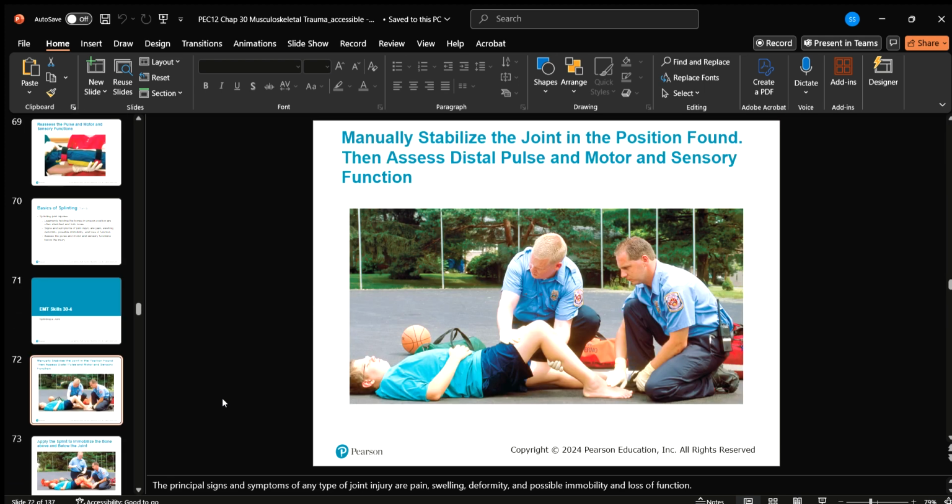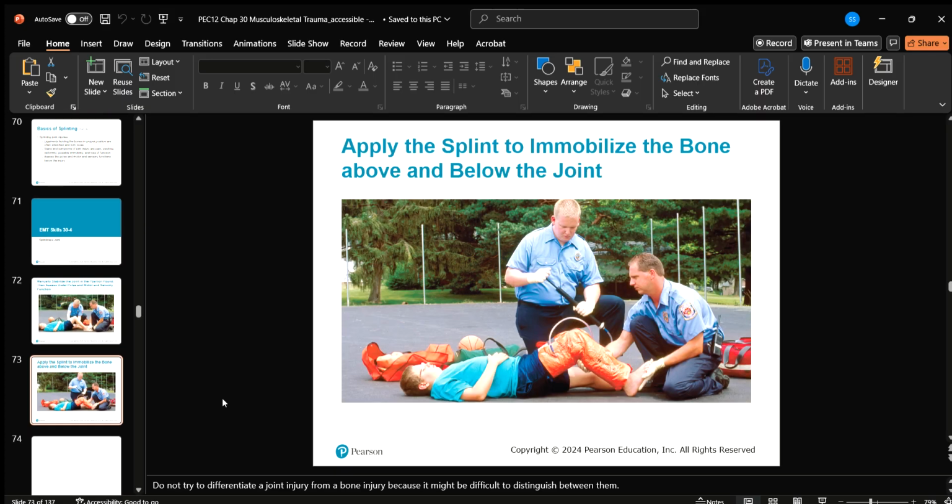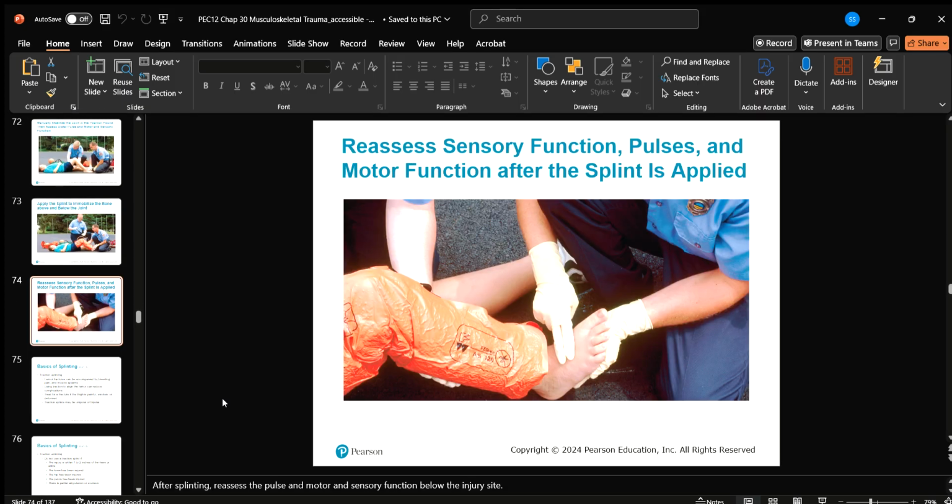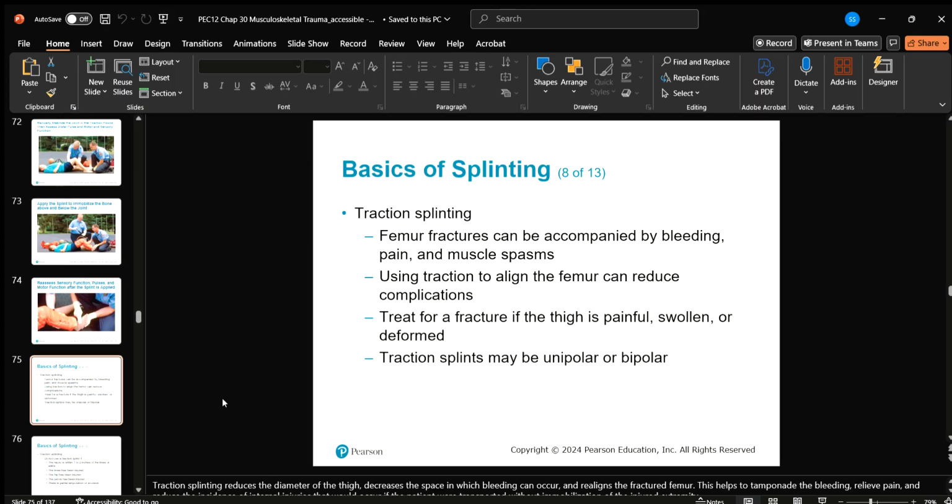they're manually stabilizing the joint, that is this person's right knee, and ideally you want to splint it in place. You don't want to fully extend that leg and then splint unless the patient prefers it that way. And here we're using a vacuum splint, and they're able to splint it in place. That's why these things are great for joints. And then they are just reassessing the dorsalis pedis, okay, checking PMS.